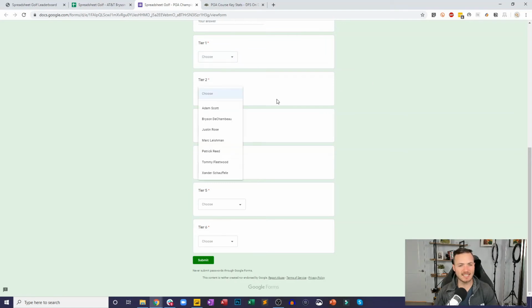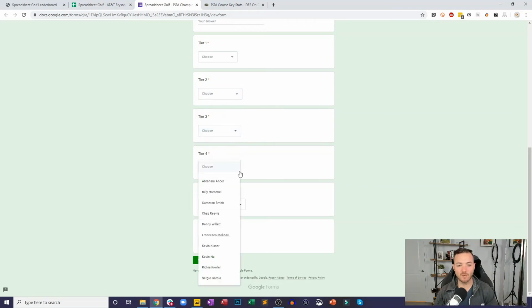Tier two, I believe, has seven or eight. Adam Scott, Bryson, Justin Rose, Leishman, Patrick Reed, Tommy Fleetwood, Xander. Then they get a little bit bigger. I think tiers three and four go to like 10 or 12 and then down to tier five and tier six. But even tier six is like Phil's in this tier.